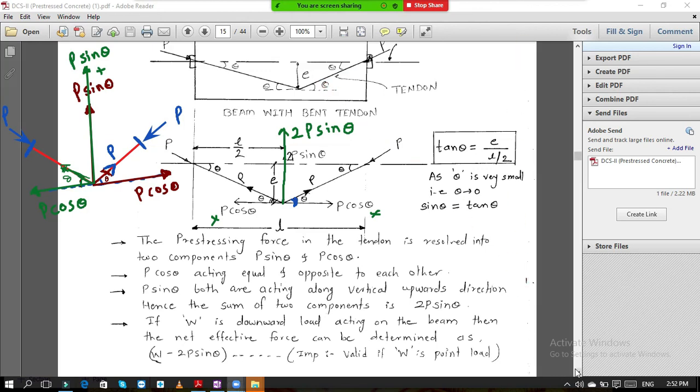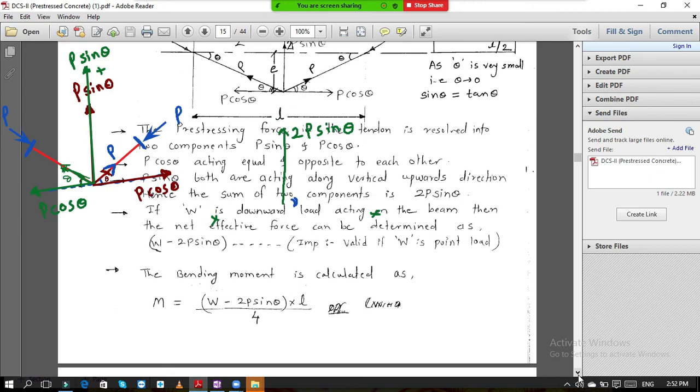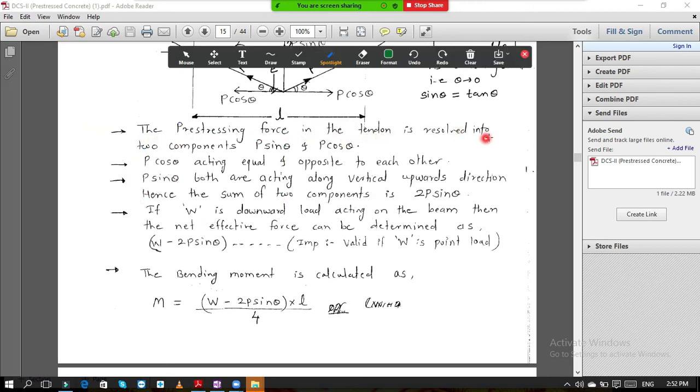Okay, so we will quickly go through the theory of this. Some pointers are there below. The pre-stressing force in the tendon is resolved into the two components, P sin theta and P cos theta. Just now we have seen that. P cos theta is acting equal and opposite to each other, so it will get cancelled. P sin theta, both are acting along vertical upward directions. Hence the sum of the two components is 2P sin theta.